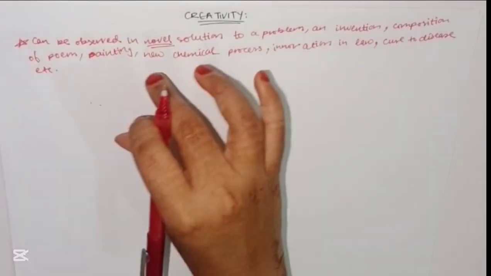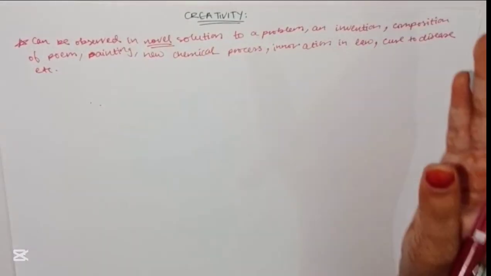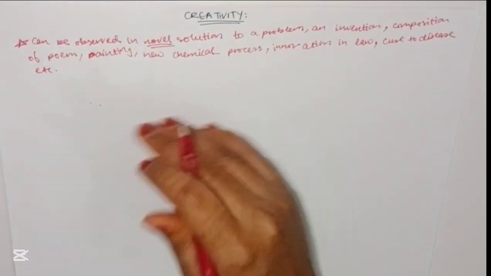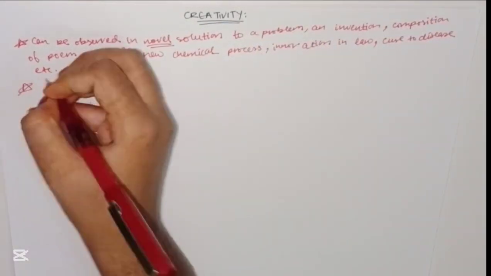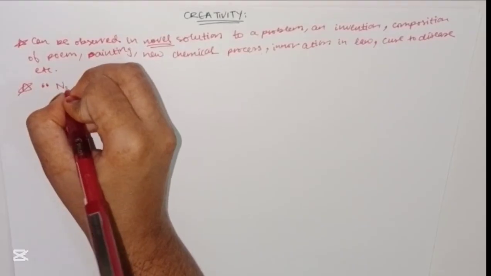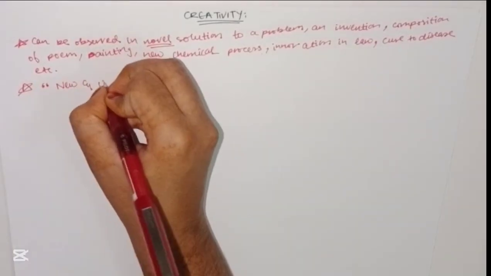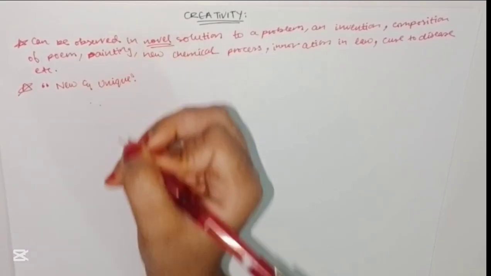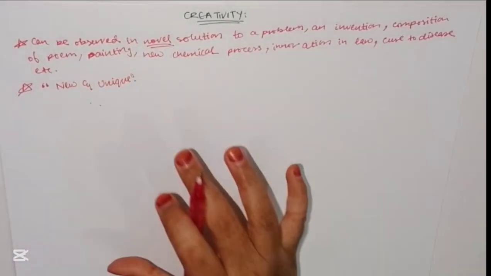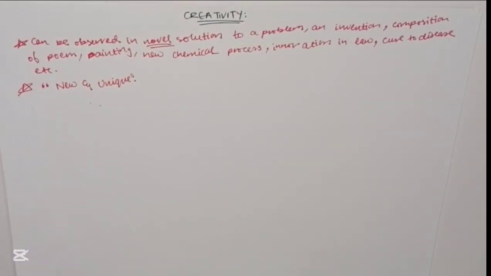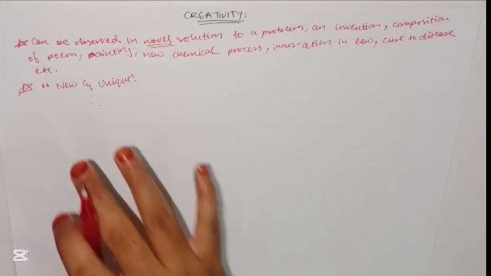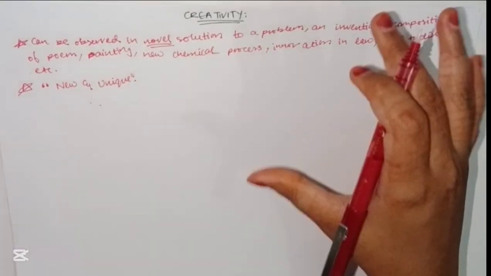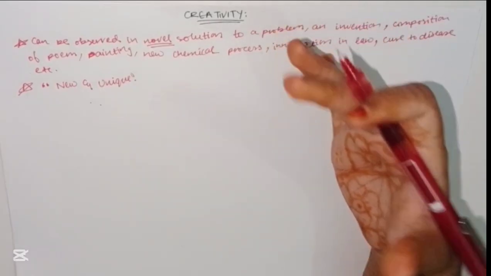Next, despite differences, the common element among these is the production of something new and unique. So what's something important? New and unique. It has to be something new and unique. We generally think of creativity in terms of creative people like Tagore, Einstein, C.V. Raman, Ramanujan, etc., who have made outstanding contributions in different spheres of life.